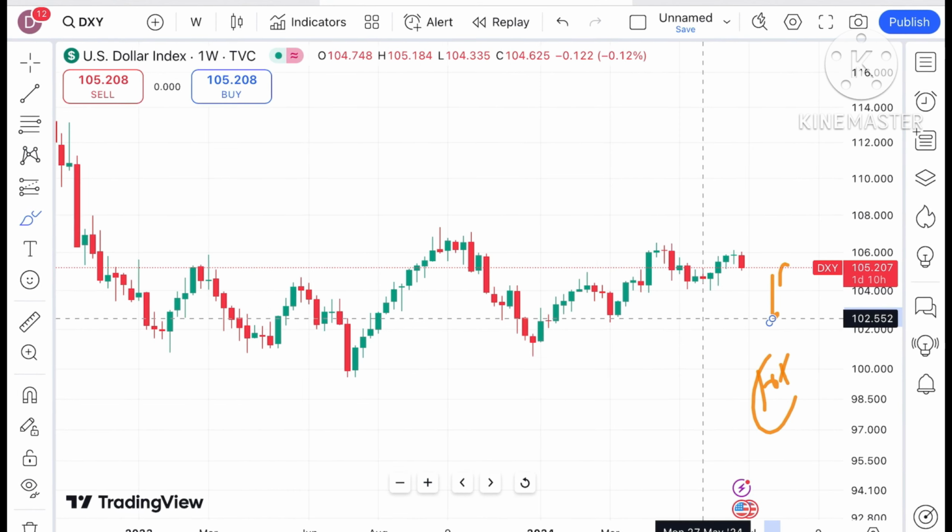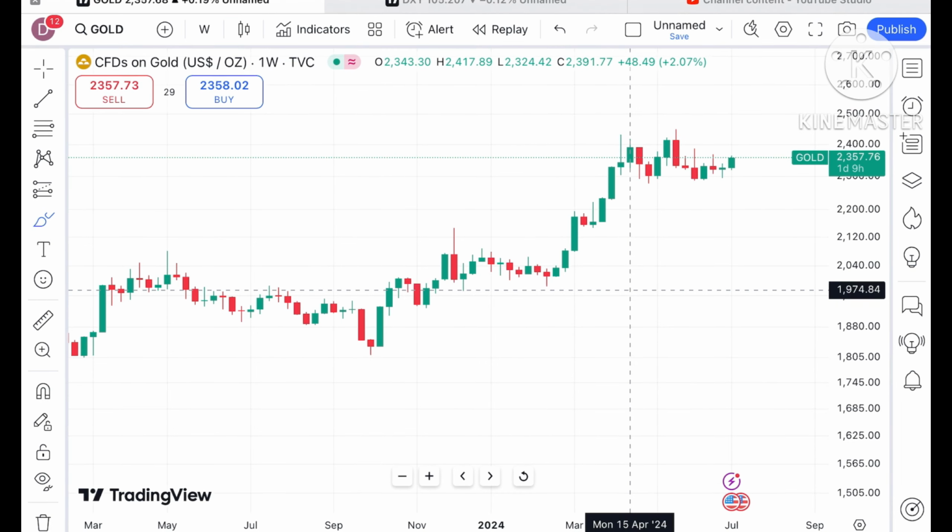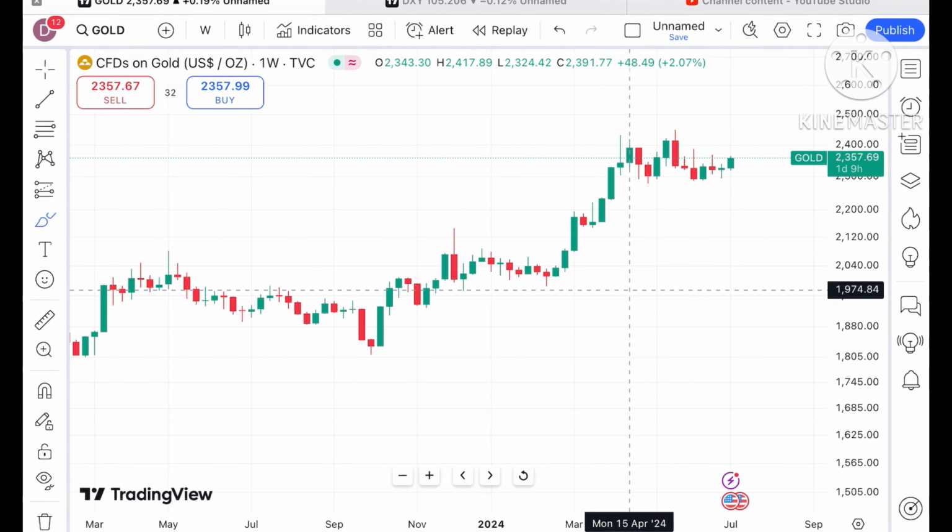As soon as the price starts going below 105, a probability of touching 104.5 will be there, and then to a level of 104. Okay, now going back to the gold chart.